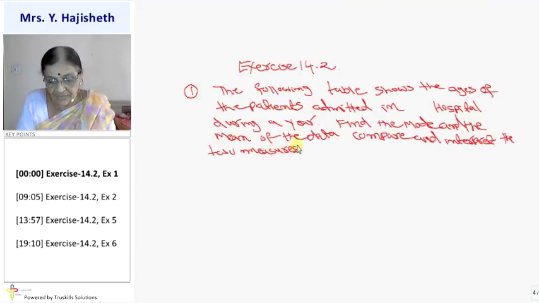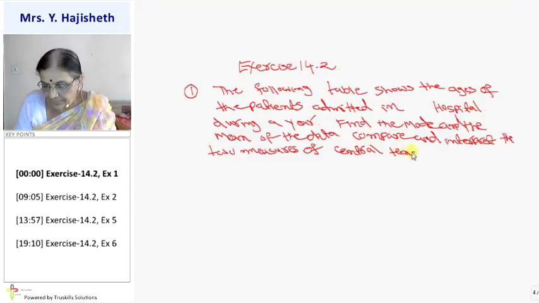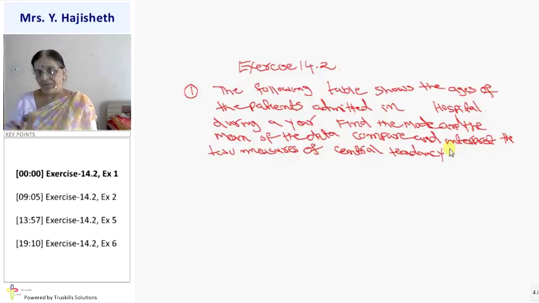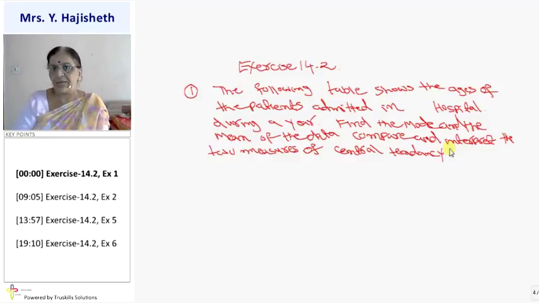These are the two measures of central tendency. You compare them and interpret. Compare and interpret मतलब you have to compare them, how they are differ from each other, what mean represent, what mode represent.